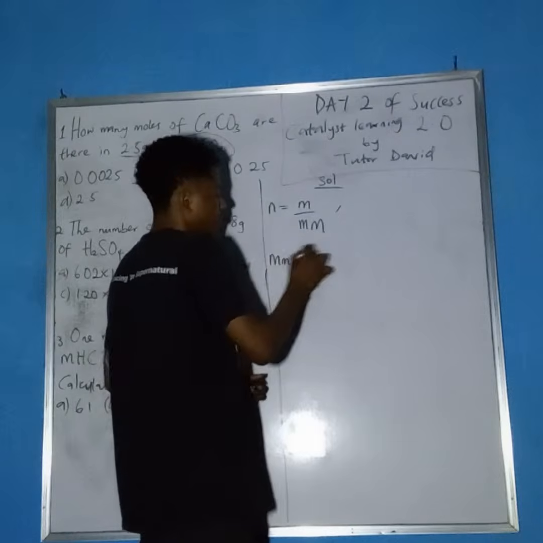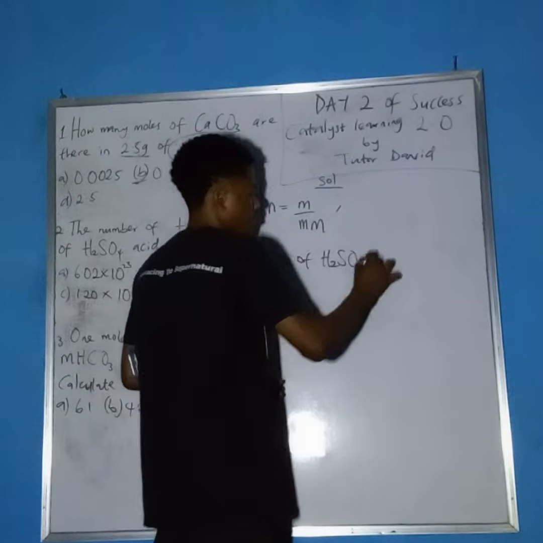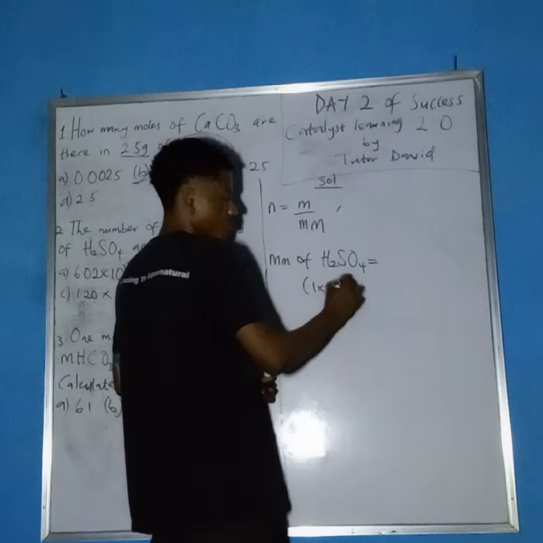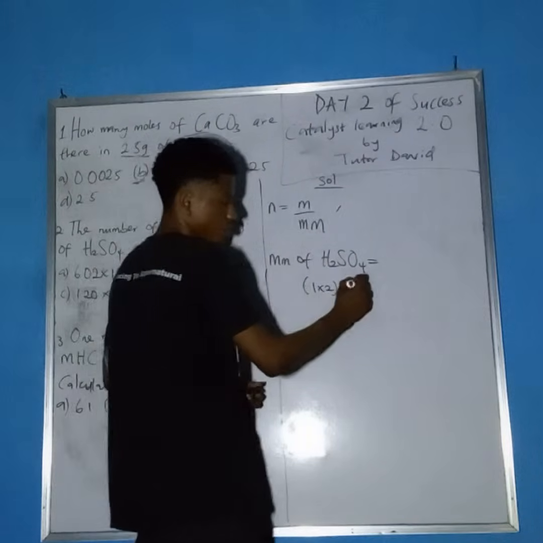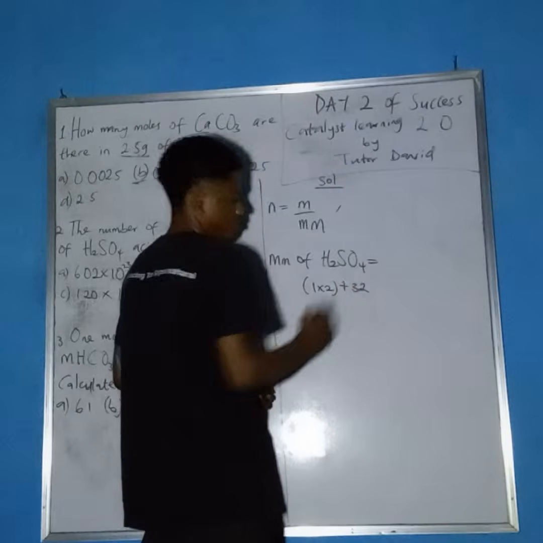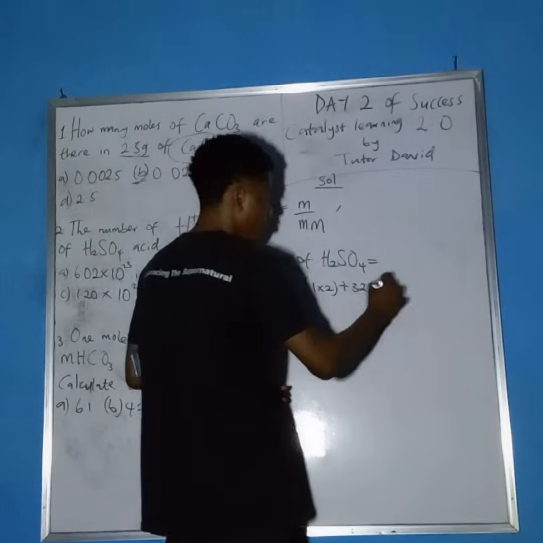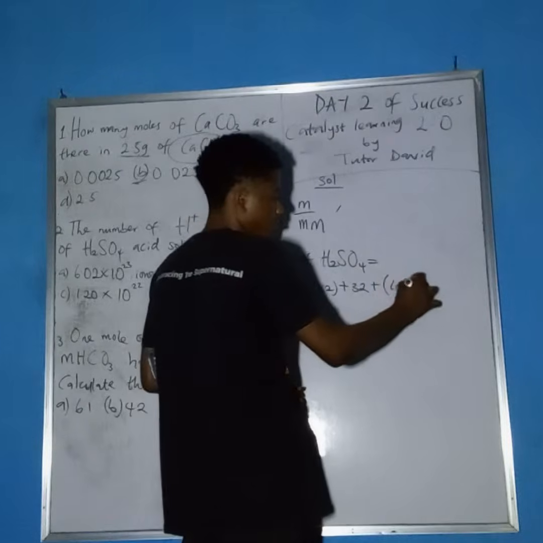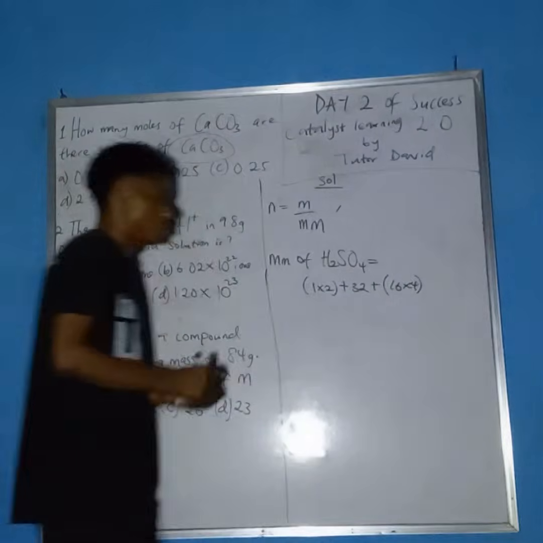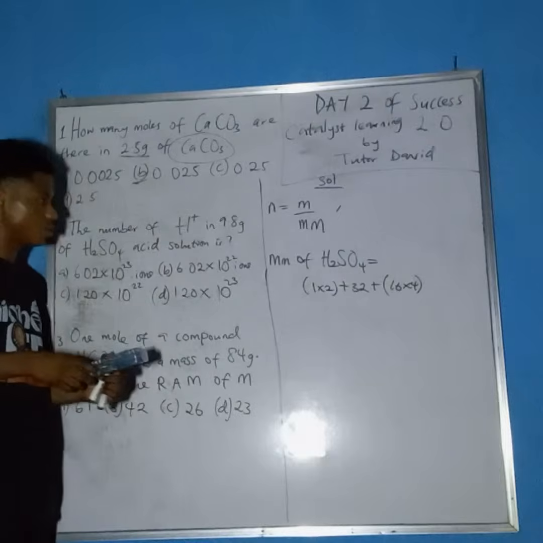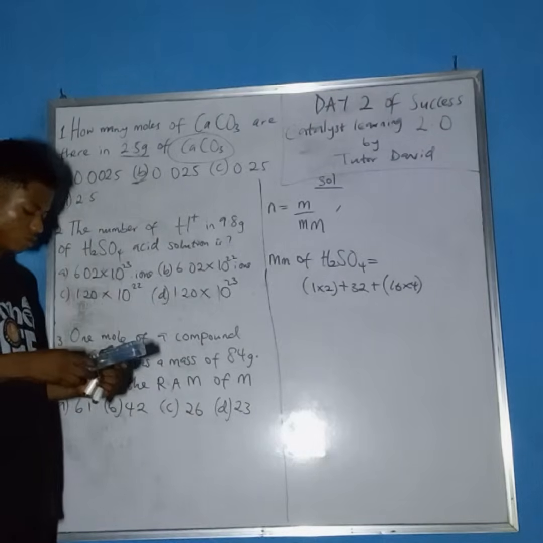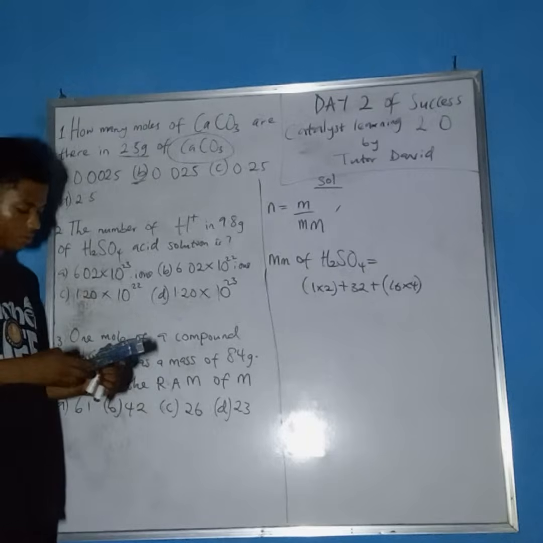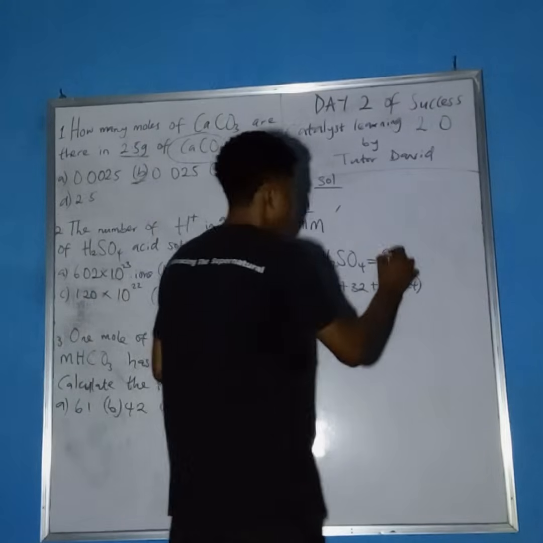To do that, the molar mass of H2SO4 becomes: hydrogen is 1 times 2, plus sulfur, which is 32, then plus oxygen, which is 16. But how many oxygen atoms can we see there? 4. So 16 times 4. Let's calculate it because we don't have time: 2 plus 32 plus 64. That's 98.